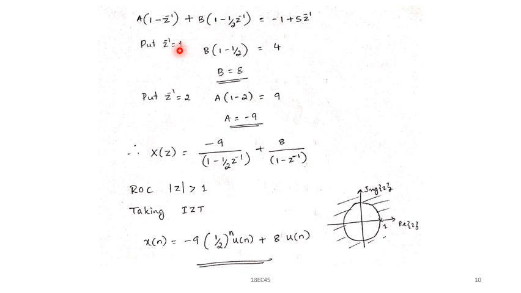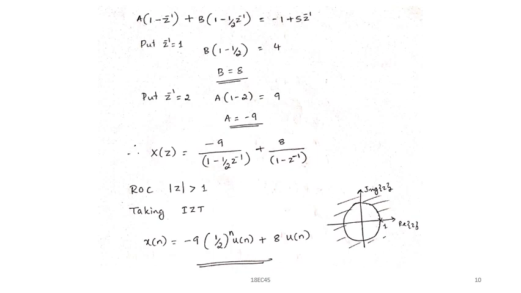Now again, to find the values of A and B, I'll consider z inverse is equal to 1 in this equation. So I'll get 1 minus 1, the first term is 0. I'll get B into 1 minus 1 by 2 is equal to 4. Therefore B is 8.